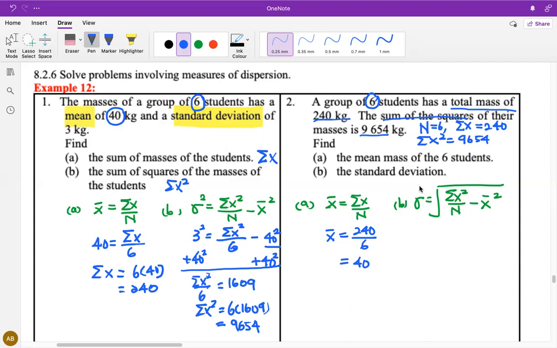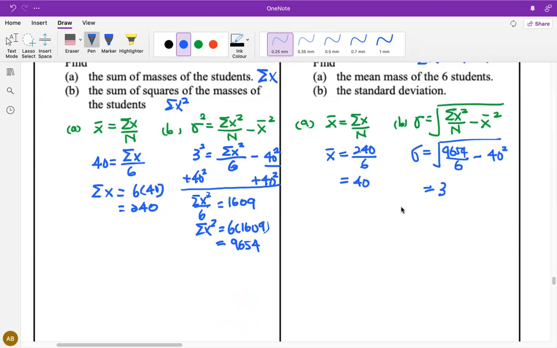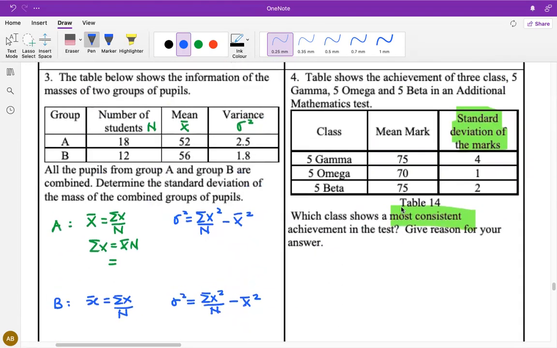For b, you want to find the standard deviation. So standard deviation is 9654 divided by 6, then minus 40 squared, and then you square root it. So you should get the answer: 9654 divided by 6 minus 40 squared, then you square root it, you get 3, right? So actually 1 and 2 are the same. Then we go to number 3.